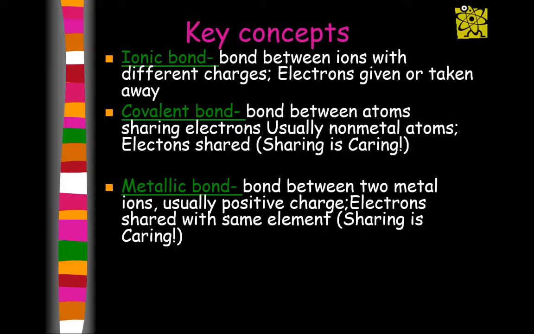Here are some key concepts. In class, I'm going to show you these videos, but I'll show you the information about ionic bond, a bond between ions with different charges, or covalent bonds. This is bonds where you're sharing electrons, or metallic bond. Metallic bonds is when you're carrying and sharing a swarm of electrons.